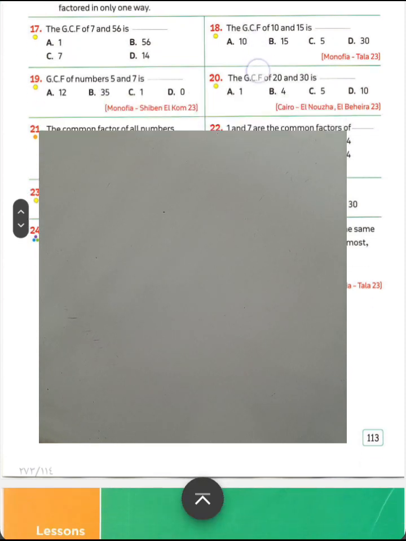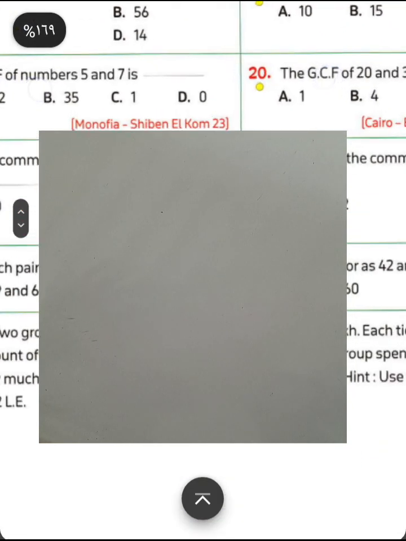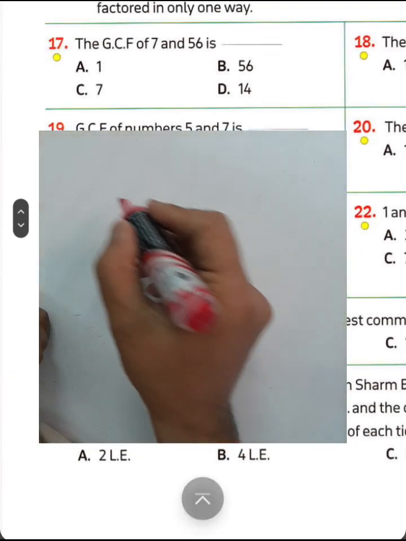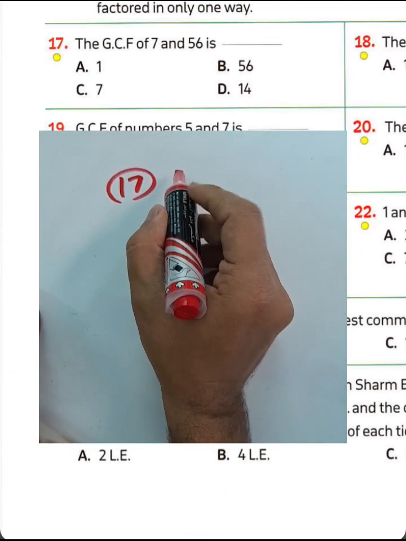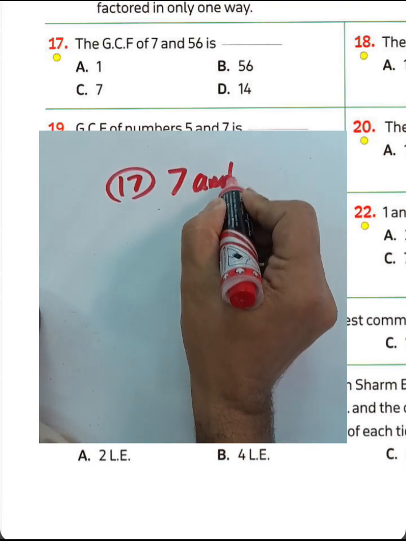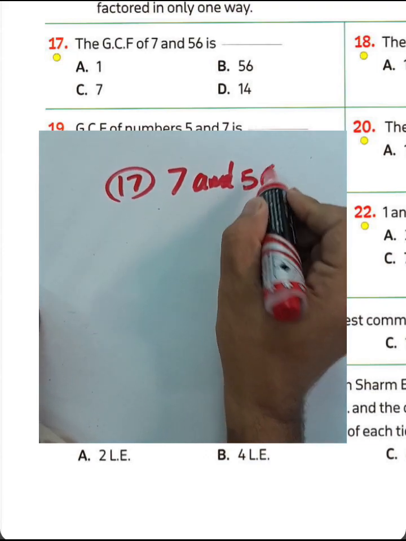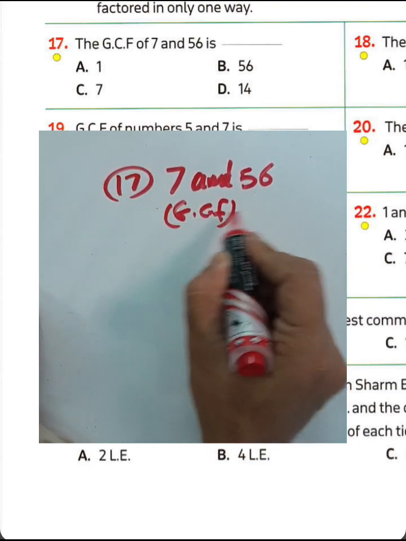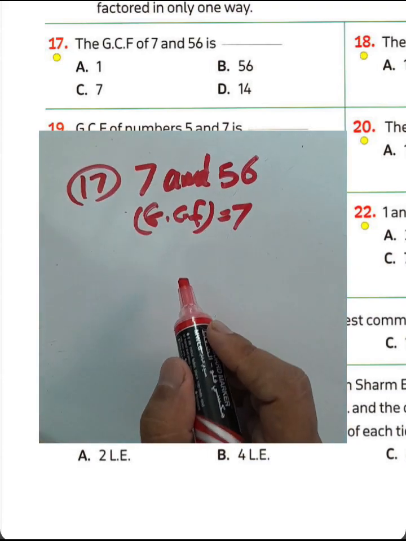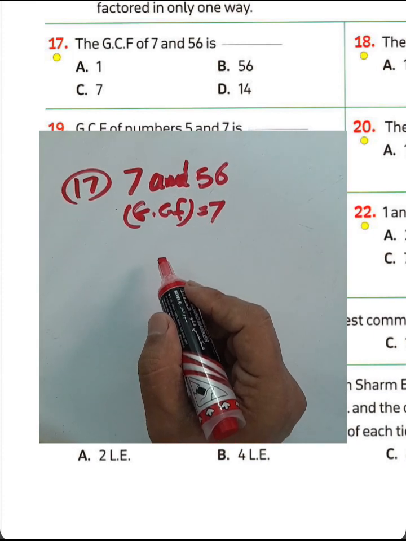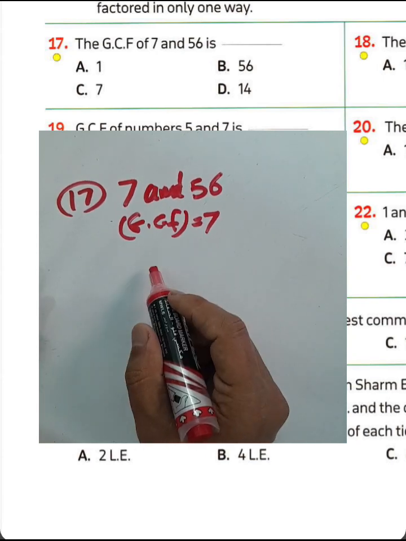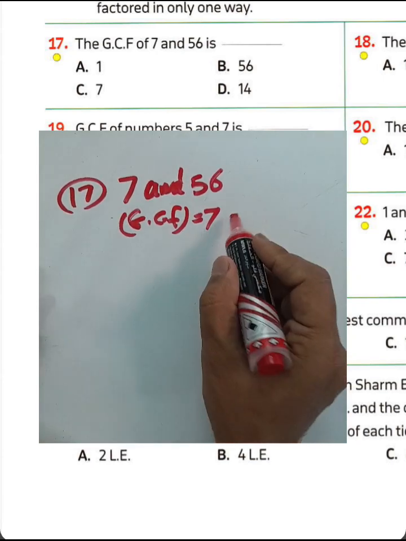Question 17. The greatest common factor of 56 and 7. We have here 7 and 56. 56 can be divided by 7. Then the greatest common factor will be what? It will be 7, because 56 can be divided by 7. 7 times 8 equals 56. Choose letter C.